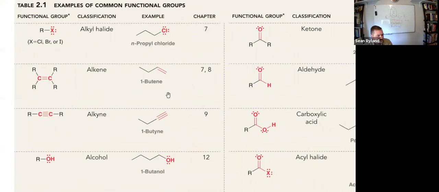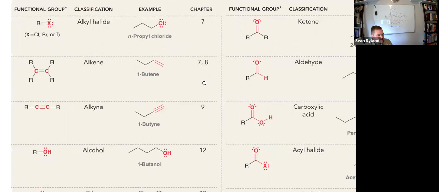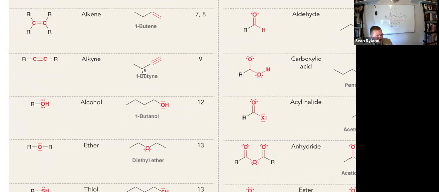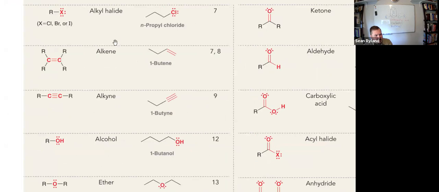I believe that this table is just at the beginning of chapter 2 in the textbook. It just has this big list of functional groups, or just go to the slides to look at these. An alkane is all carbon-carbons and carbon-hydrogens. An alkene is a carbon-carbon double bond. An alkyne is a carbon-carbon triple bond.